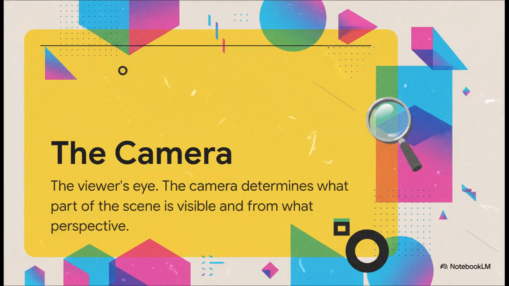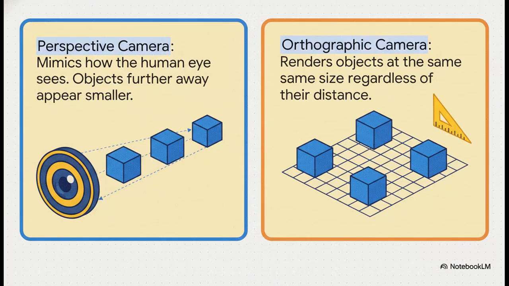But hey, a stage isn't much use if nobody can see it, right? That is where the camera comes in. The camera is literally the audience's viewpoint. It defines exactly what part of that 3D world we're looking at, from what angle, and through what kind of lens. Now, what's really cool is that there are two main ways to see the world.